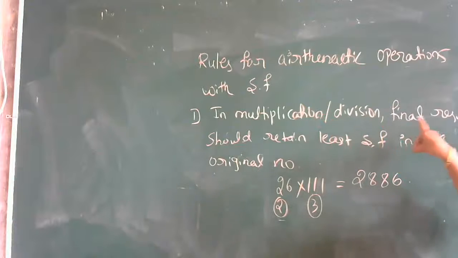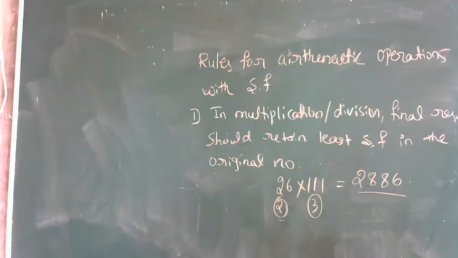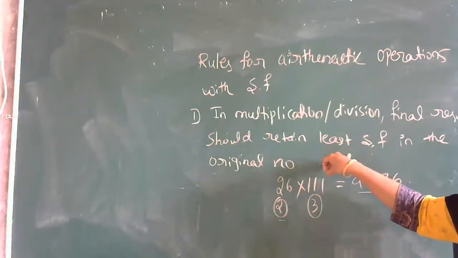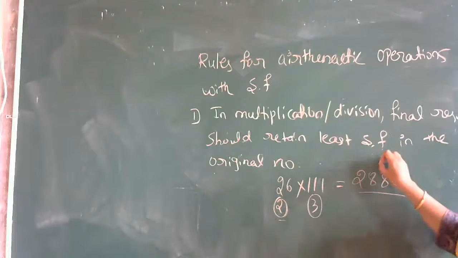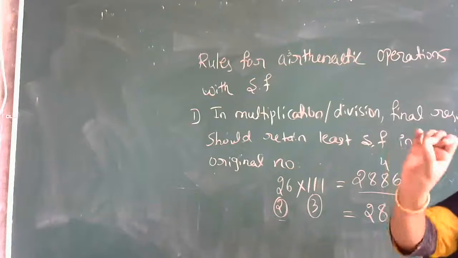So what is your rule? In multiplication or division, the final result should retain the least significant figures in the original numbers. This is your final result. So which is the least number of significant figures now, 2 or 3? 2 is the lesser value. So according to your rule, your answer should retain 2 significant figures. Here we actually have 4 significant figures, so whatever answer you write, you should write only 28. So this is just an example.